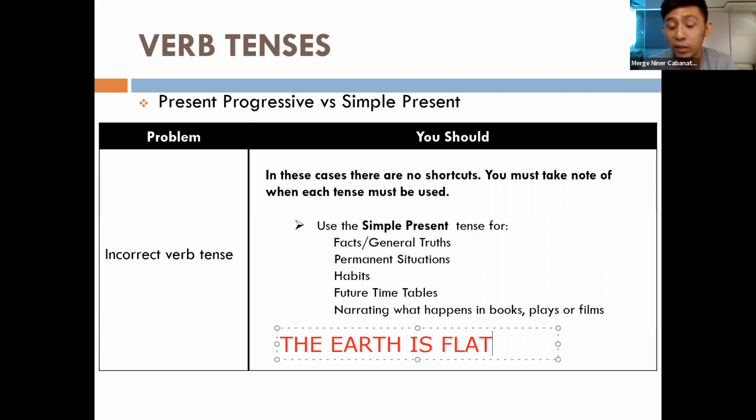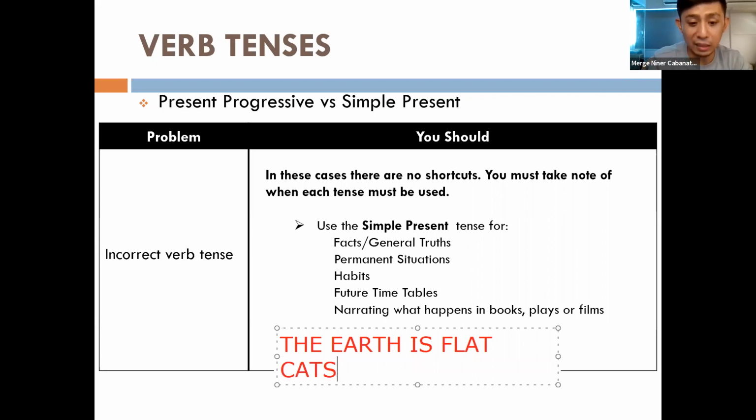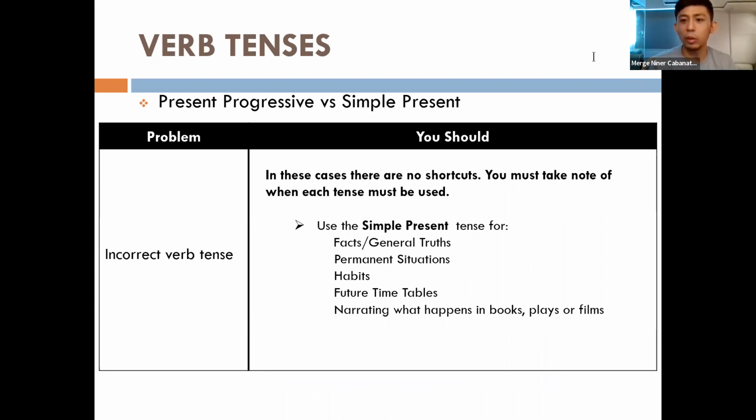So it doesn't matter whether the truth that you want to spill is the real truth or not. What matters is the speaker or writer believes it to be true. Okay, the earth is flat. Cats like milk. My cat doesn't like milk. I have a cat. My cat doesn't like milk. So it means that I am generalizing. So cats like milk. No, I'm just giving you a general truth that I know. So it doesn't matter whether it's true or not. What matters is that the speaker or the writer believes it to be true. Okay. I just want to share that one to you.